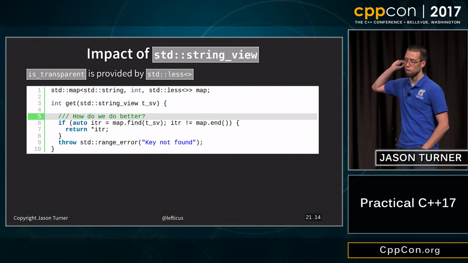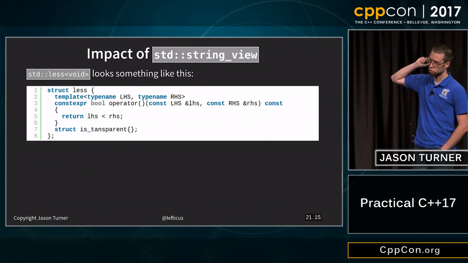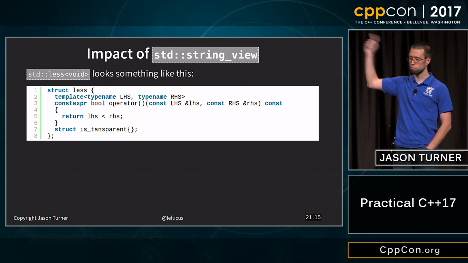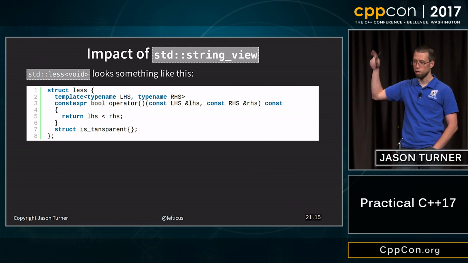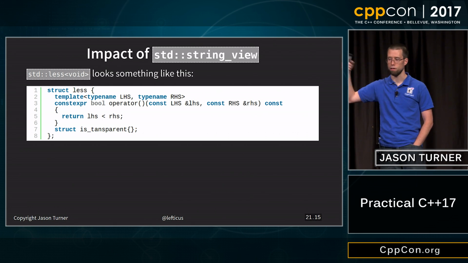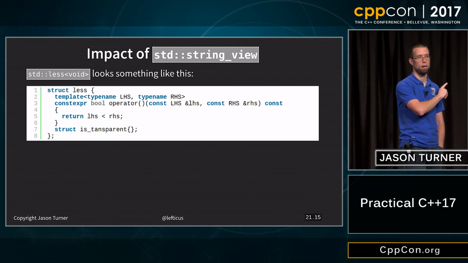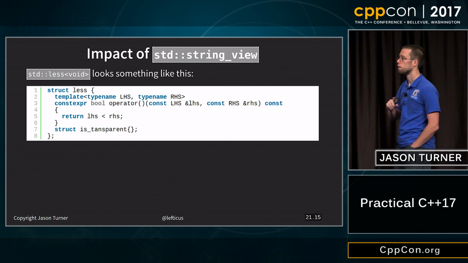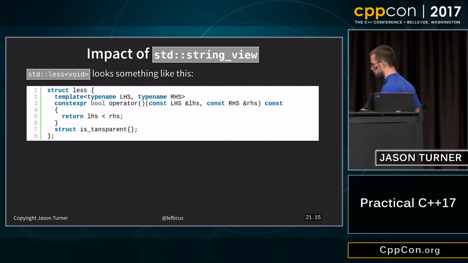This is what the standard library version looks like. So it takes any two left-hand, right-hand sides and simply returns less than on it, and then declares the isTransparent so that the standard library implementation of map in the find method can know that it can do this thing.